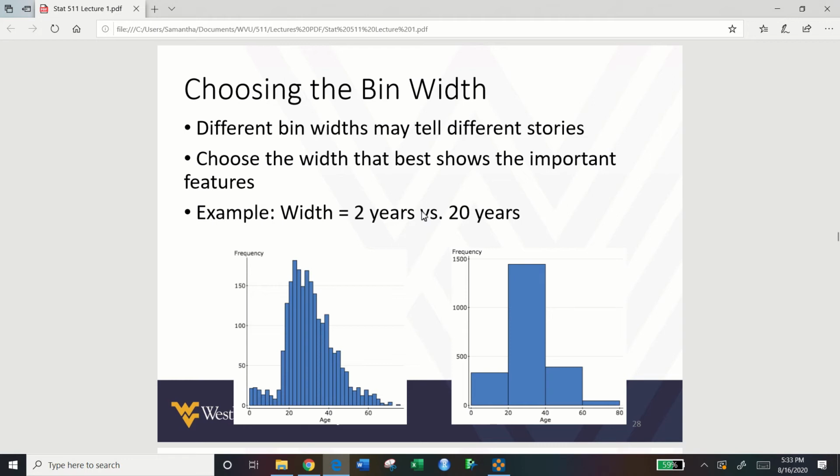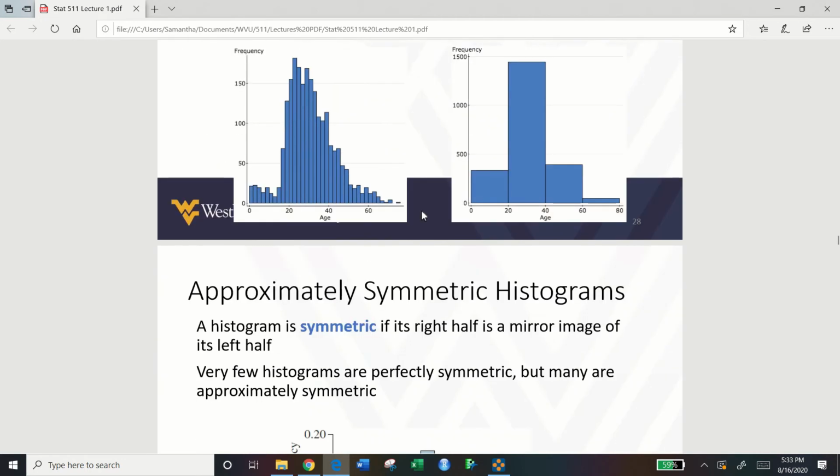So if we just want to have a general idea of the ages of people aboard the Titanic, we might want to use a wider bin width, and we can say, okay, most of the passengers were between 20 and 40. If we're looking for more detailed information, then we may be more concerned with our graph on the left.